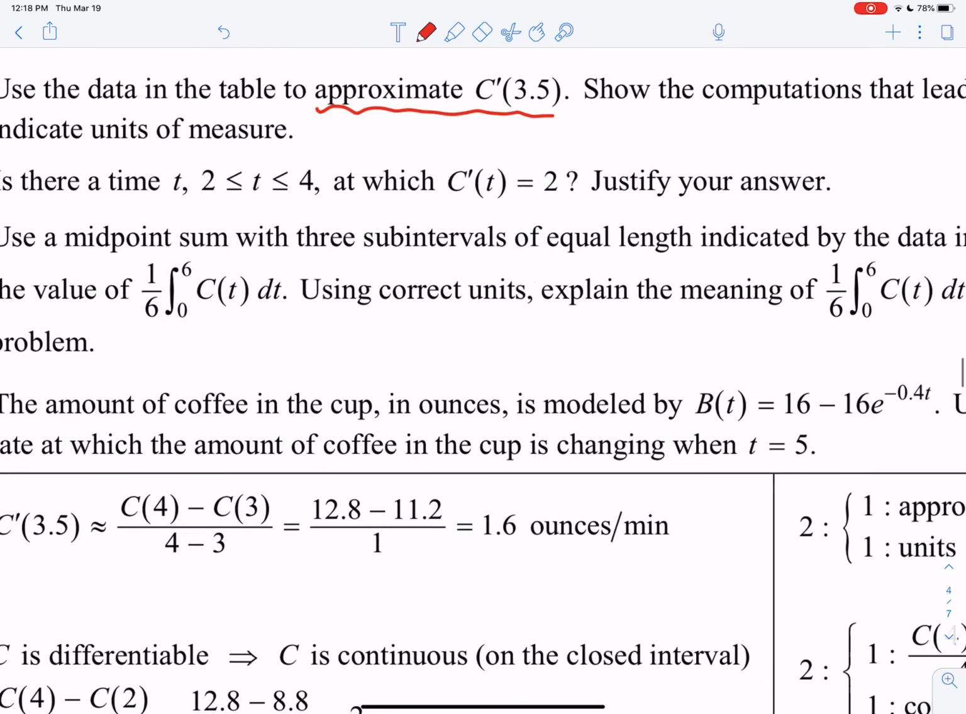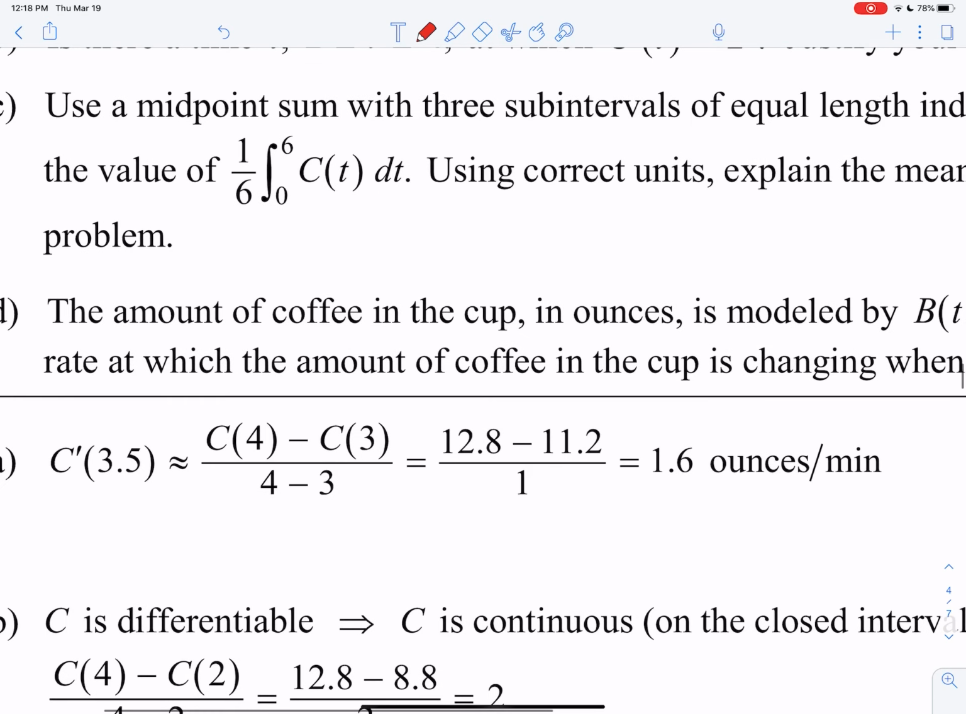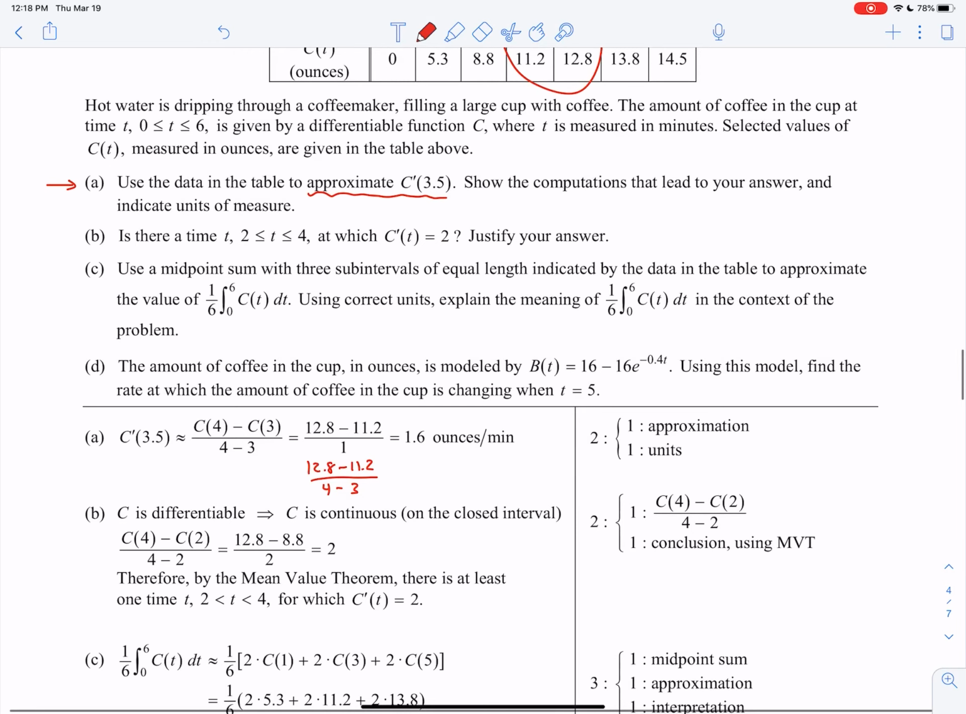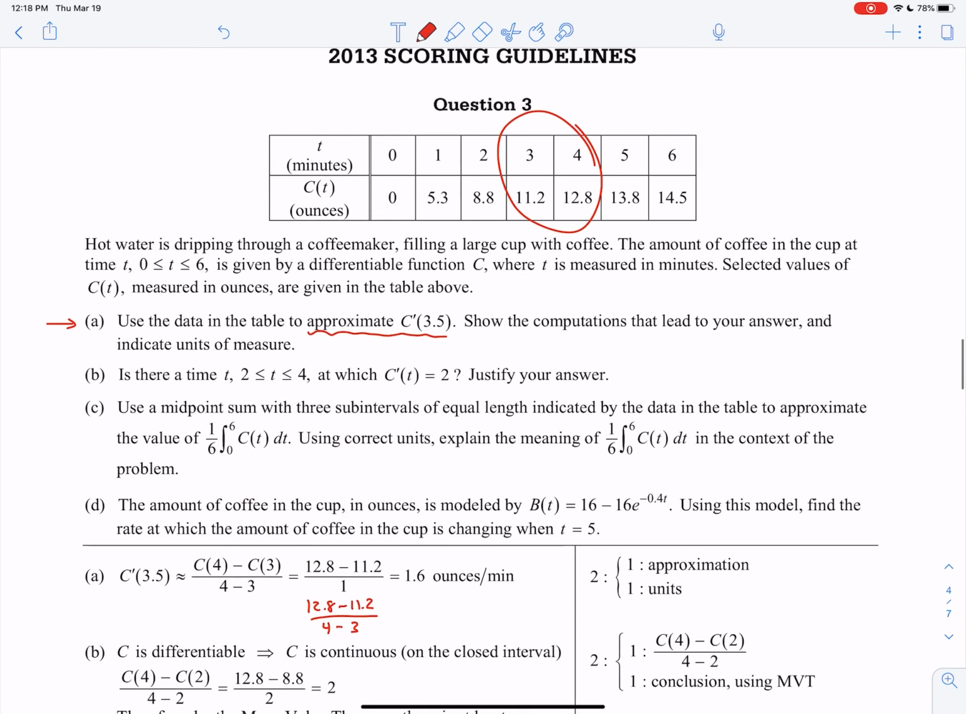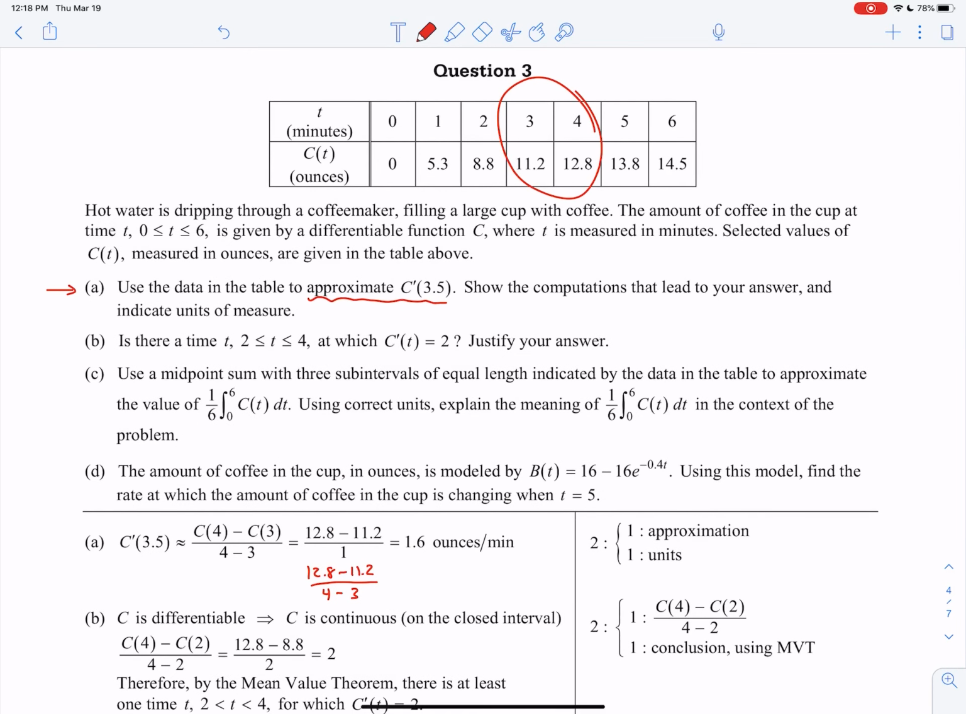I'll direct you to the scoring guidelines here. It's pretty much 12.8 minus 11.2 all over 4 minus 3. You could leave it like that. Equal is equal. You could even reverse the top and the bottom and still get the same answer. This is a calculator question, so you could crank it out if you wanted to, but still, you really don't have to here, okay?